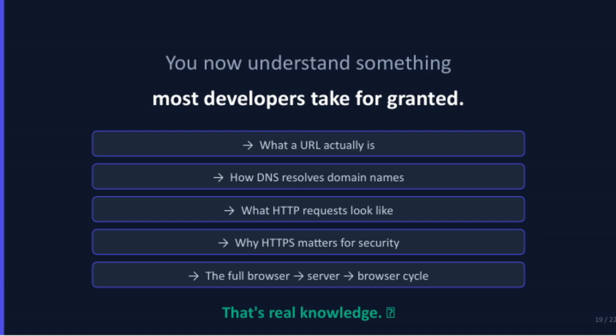Moving on, how does DNS resolve domain names? When you enter a URL, DNS translates that human-readable address into an IP address that computers use to locate the server. It's like the phone book of the internet. And finally, what is a URL really? It's a uniform resource locator, a complete address that tells your browser exactly where and how to access a resource on the web. Most developers take these concepts for granted, but now you understand the core mechanics behind them. This knowledge is what empowers you to build more secure, efficient, and reliable web applications.